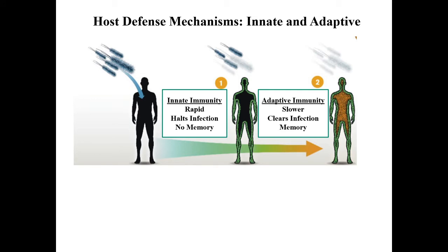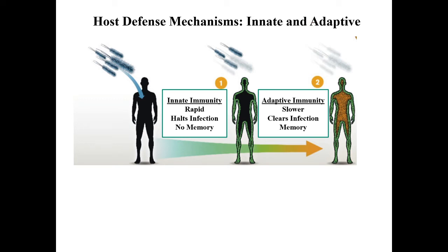Here in this slide, we will discuss the mechanism of host defense. Broadly, we can classify our immune system in two different categories. One is innate and the other one is adaptive. So, we have two types of immune response. One is called innate immune response and the other one is called adaptive immune response.